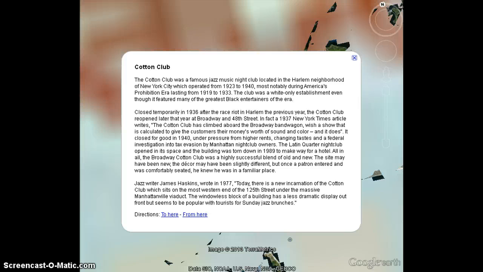So we see the Cotton Club still in action, and we can see that there are still these impacts, these changes that are going on in our culture, in American culture, in African American culture, in white culture, and the Cotton Club is really a good example of that old and new being blended together.